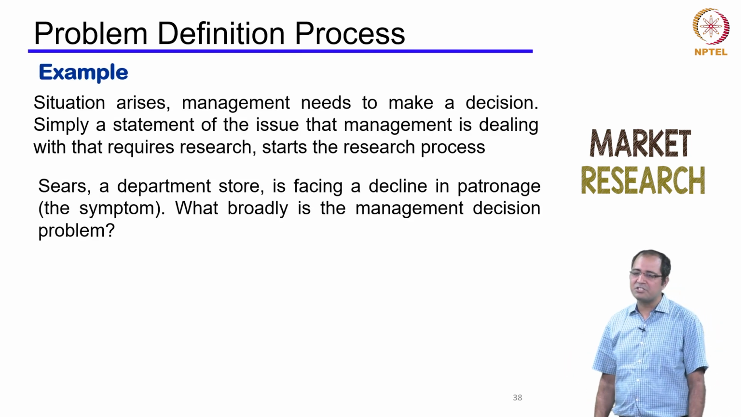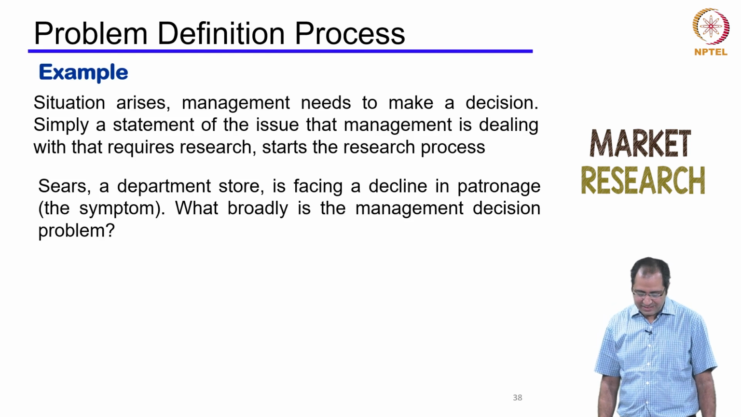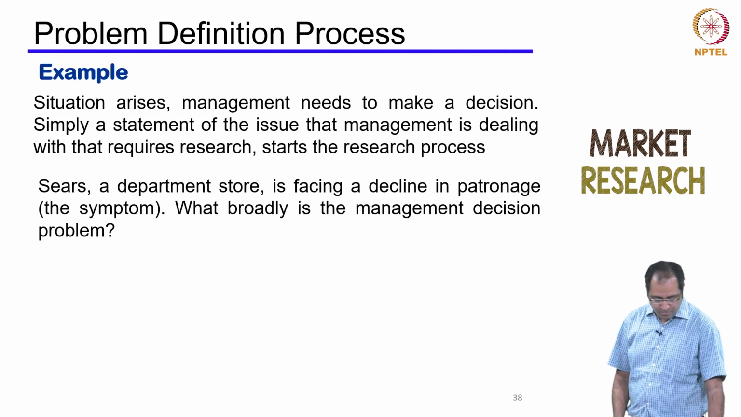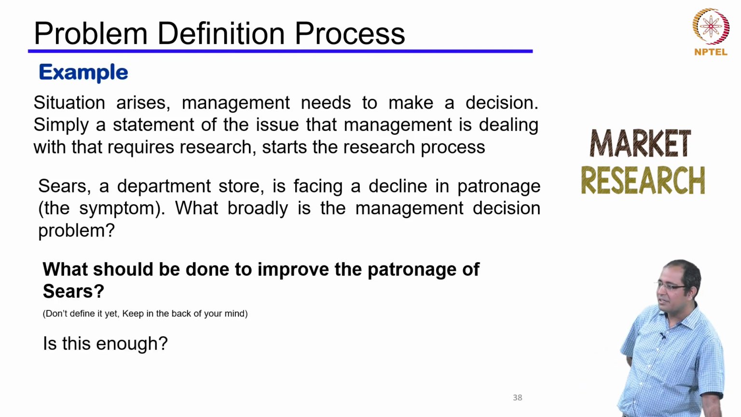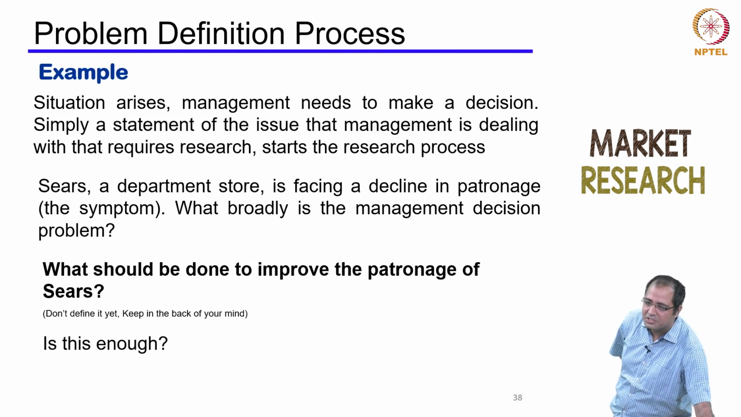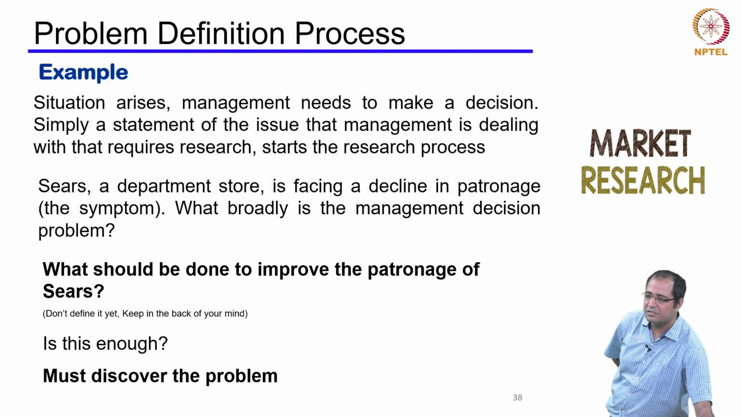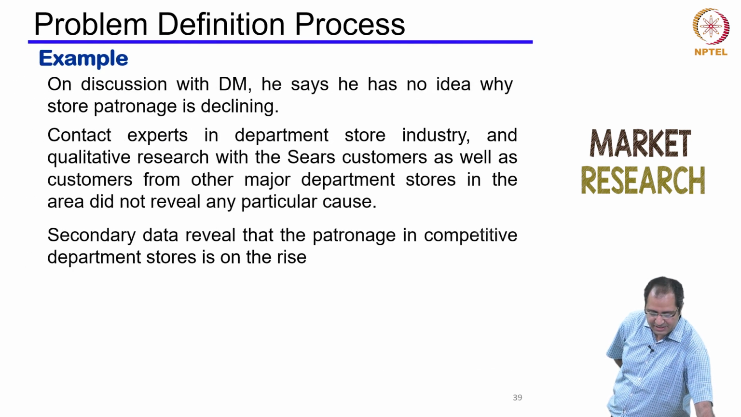There is a department store called Sears. It is facing a decline in patronage. What broadly is the management decision problem? What should be done to improve the patronage? It is not enough, because we need to look at the marketing research problem. So we need to do the 4 research activities to discover the probable cause, and the activities are done on discussion with the decision maker.